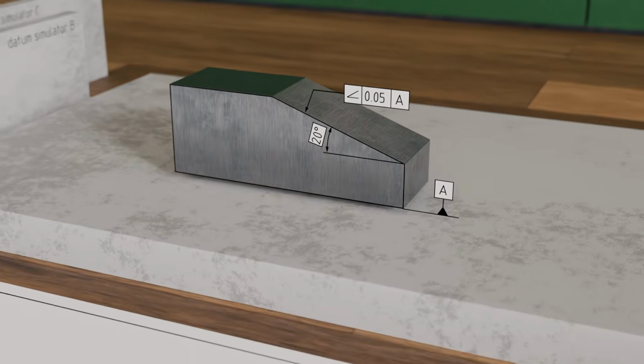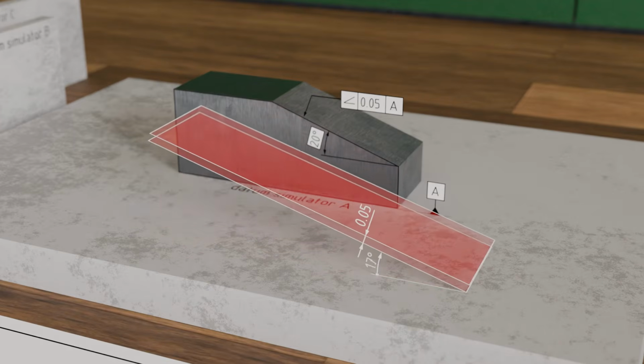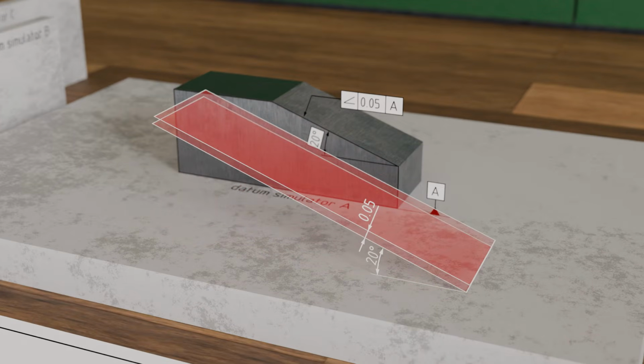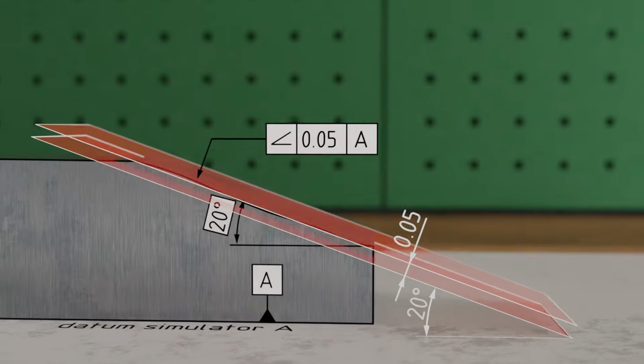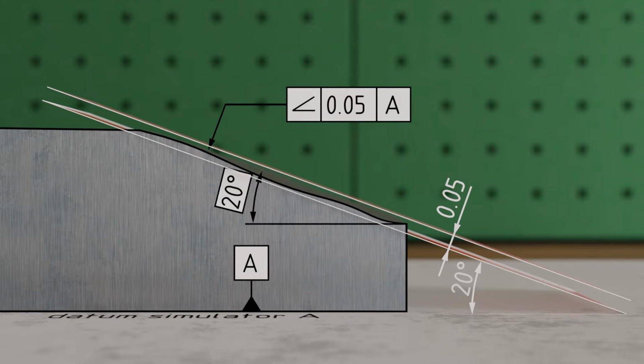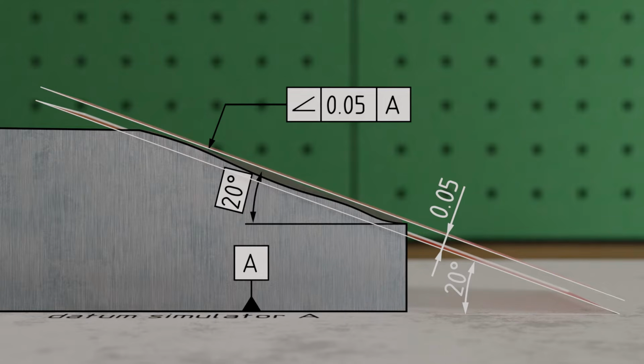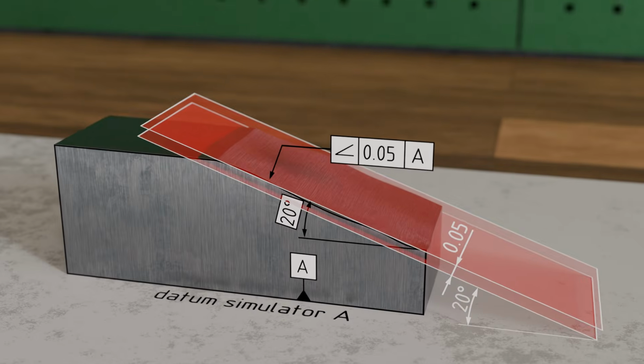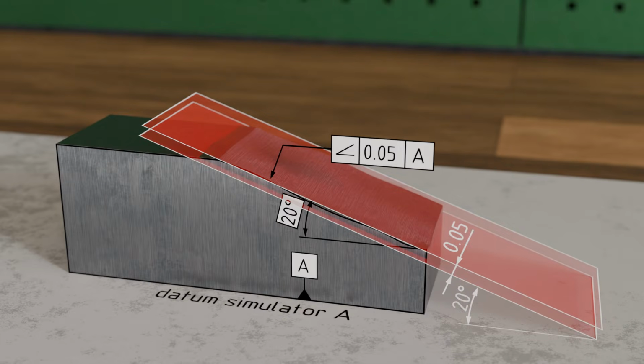The tolerance zone now consists of two planes inclined to the theoretically exact angle of 20 degrees to a perfectly flat reference surface and spaced apart by our tolerance value of 0.05 millimeters. The part rests on this reference surface, also called the datum simulator, with its datum surface A. Every point on the tolerated surface must lie within the cuboid-shaped tolerance zone defined by these two planes. It is important to note that the tolerance zone for orientation can be shifted arbitrarily. Only the orientation of the planes at 20 degrees to the horizontal and their distance of 0.05 millimeters from each other must be maintained. Angularity as a positional tolerance ultimately includes two special cases.